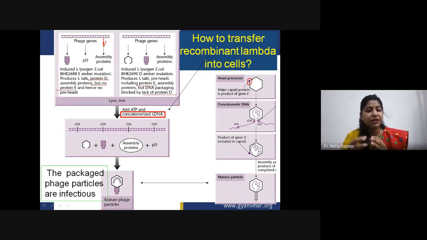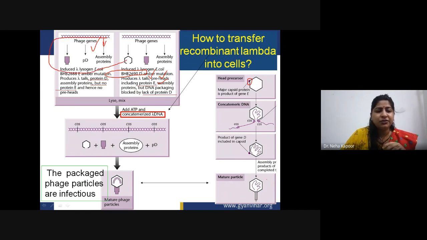However, for the induced lambda lysogen BH2690, there are different variants, or different E. coli strains, that we can basically use. If we use a different E. coli strain, in that case lambda tails are also produced, pre-heads are also formed, and assembly proteins are also formed. So we can construct the lambda phage genome in such a way that on one hand we have all these genes, and on the other hand the head problem is solved, because in this case the head is not formed but the head is formed here.